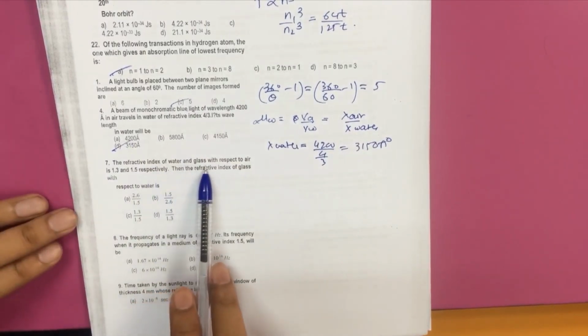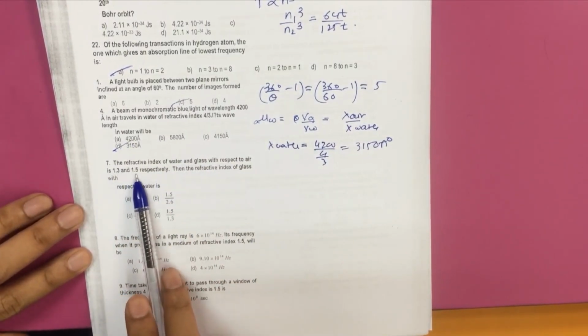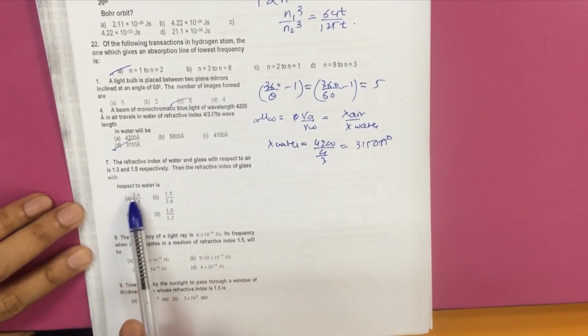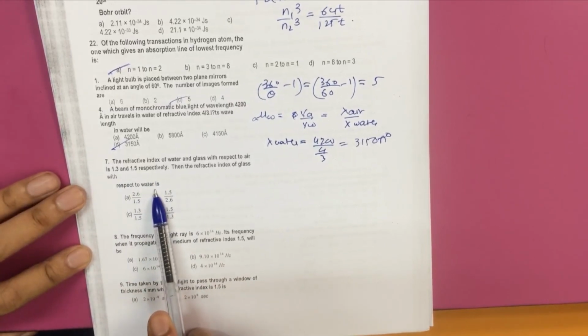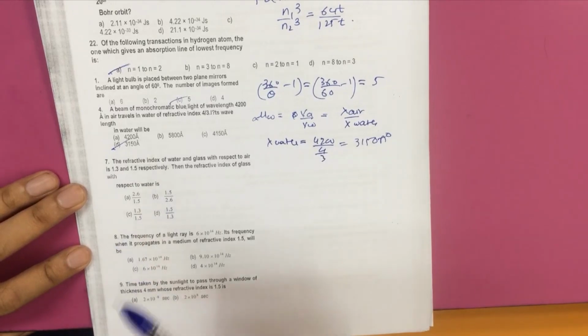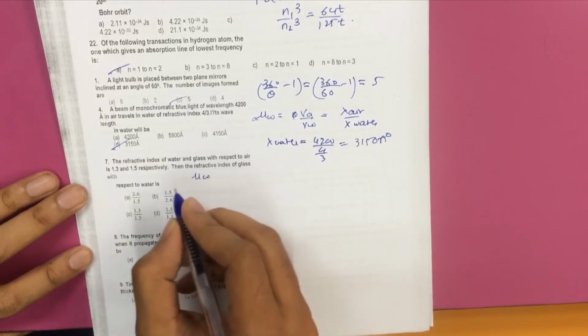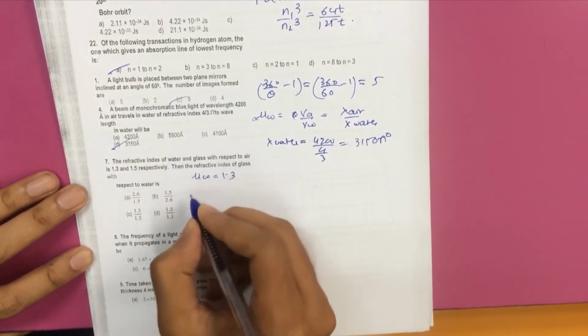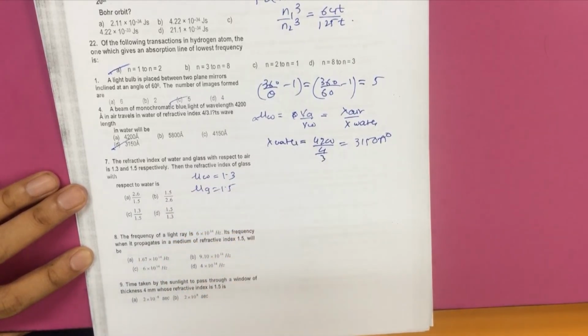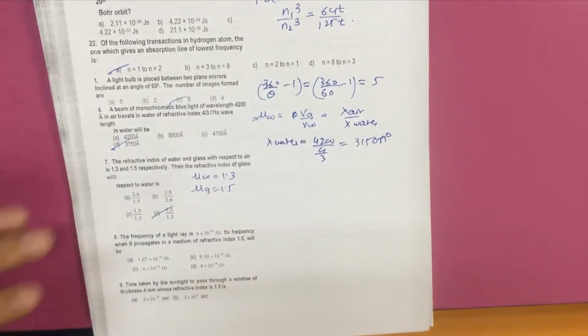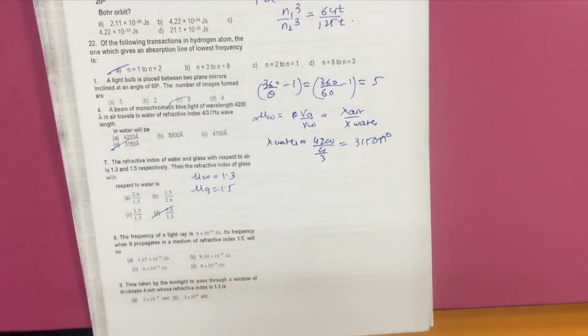The refractive index of water and glass with respect to air is 1.3 and 1.5 respectively. Then the refractive index of glass with respect to water is, here, refractive index of glass with respect to water. So refractive index of water is given as 1.3. Refractive index of glass is given as 1.5. Refractive index of glass with respect to water would be option D, 1.5 by 1.3.